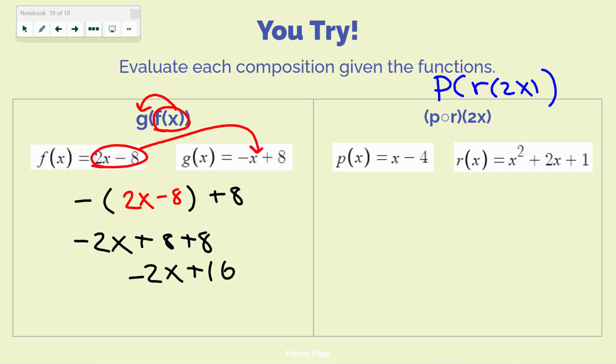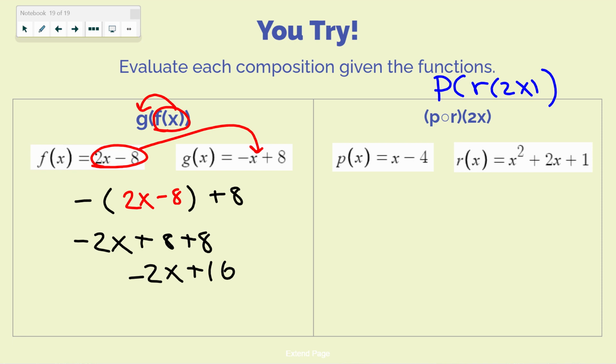What I can tell is if you struggled with the first one at all, you forgot those parentheses here, so you didn't distribute that negative to both terms. And if you are someone who really likes to write that one in front of your parentheses to help you with the distribution, go for it, do that. We're going to walk through the second one together, which says P of R of 2x.